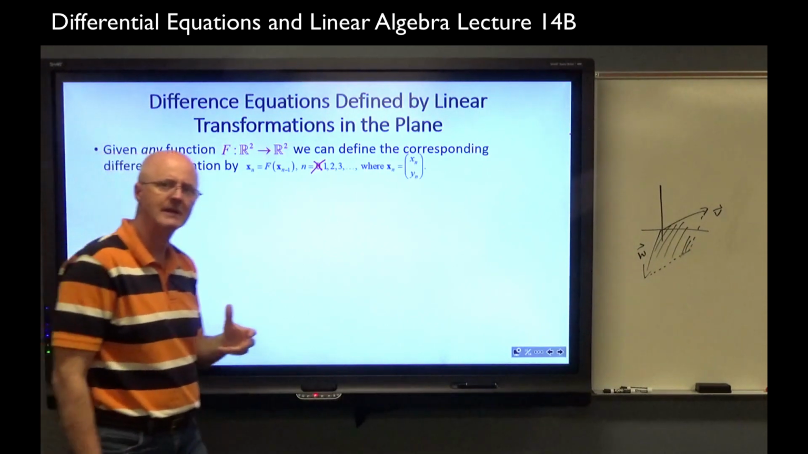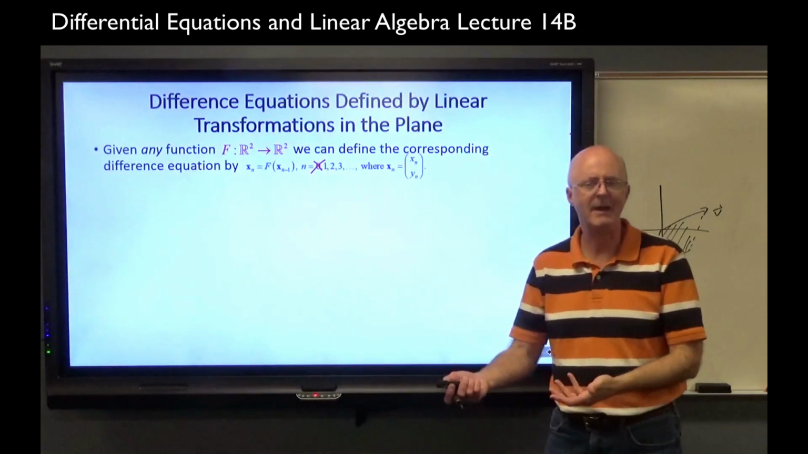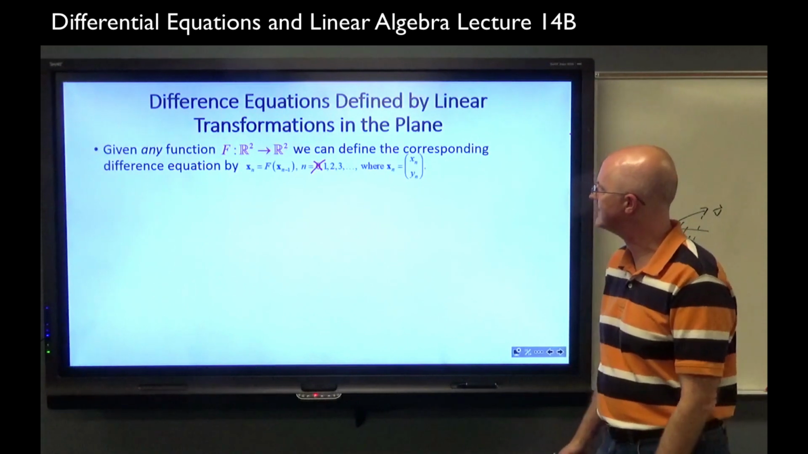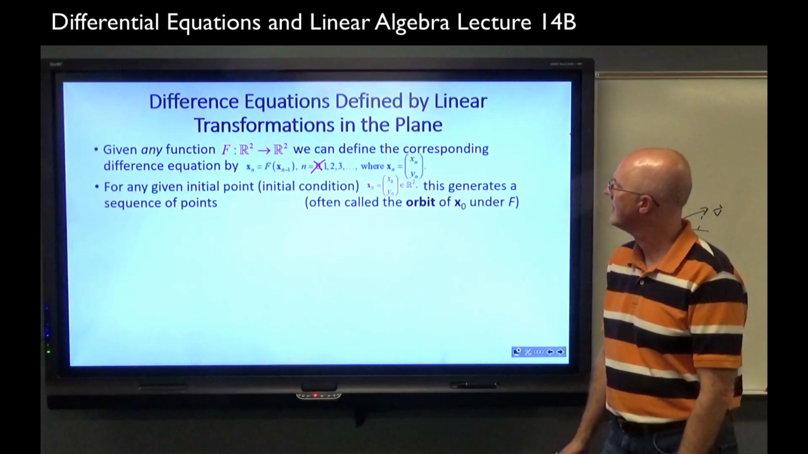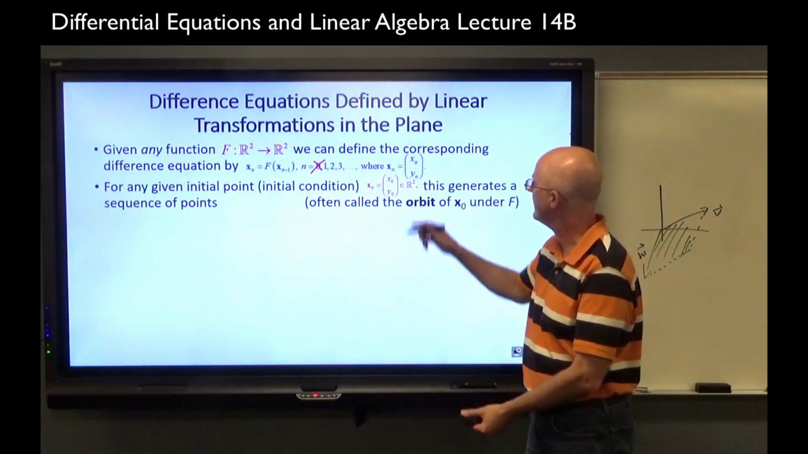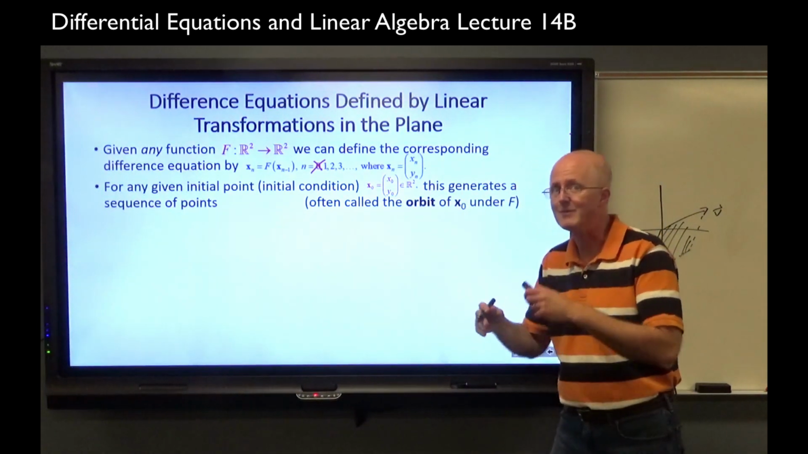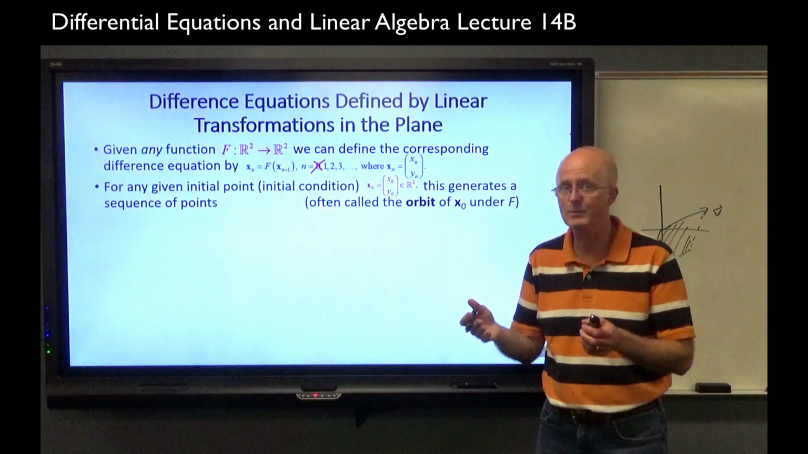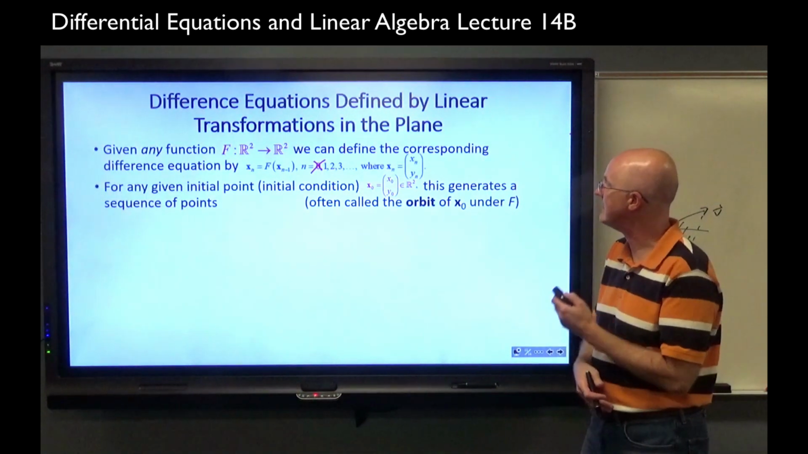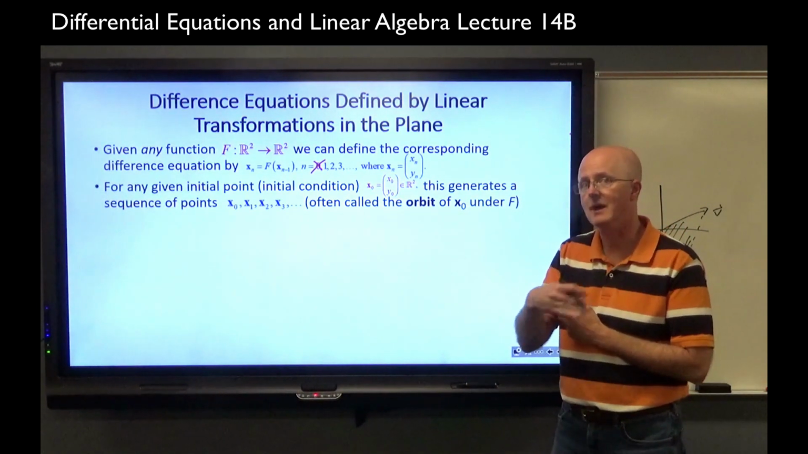This is a difference equation. We can keep using this equation over and over again. We can iterate this function. In Mathematica, we could use NestList to do it. We'll show you some Mathematica at the end of this lecture. For any given initial condition, initial point x_0, whose components are x_0 and y_0 in R2, going back and forth between thinking of elements of R2 as points and as vectors, this generates a sequence of points, vectors, x_0, x_1, x_2, x_3, etc.